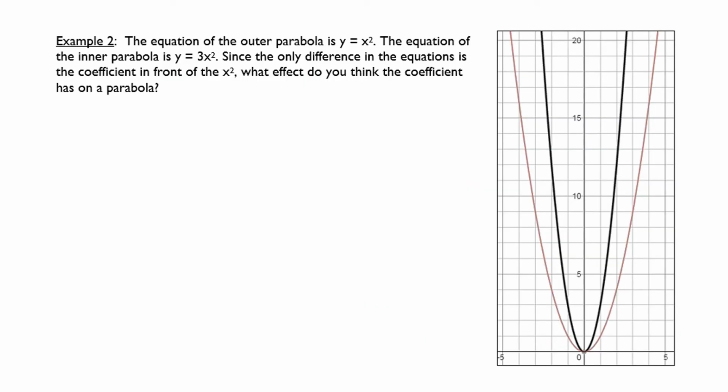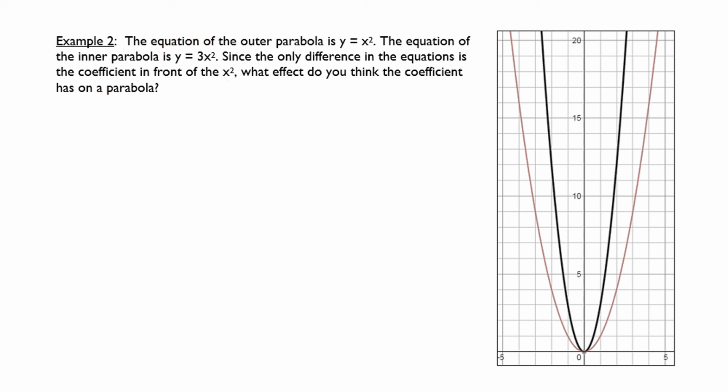Example 2. The equation of the outer parabola is y equals x squared. So that's the red one. That's y equals x squared. The equation of the inner parabola is y equals 3x squared. That's the black one. Since the only difference in the equations is the coefficient, that means the number in front of the x squared, what effect do you think the coefficient has on the parabola?